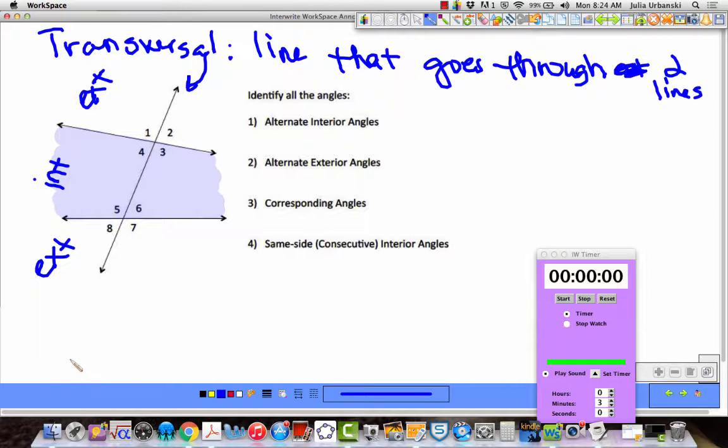Okay, so we're going to be looking for alternate interior. Alternate. What did that mean again? Opposite sides. And interior meant? Interior meant inside the space of the lines. Okay, so I'm going to start with 4. Angle 4. Find for me an angle that is still inside but on the opposite side.